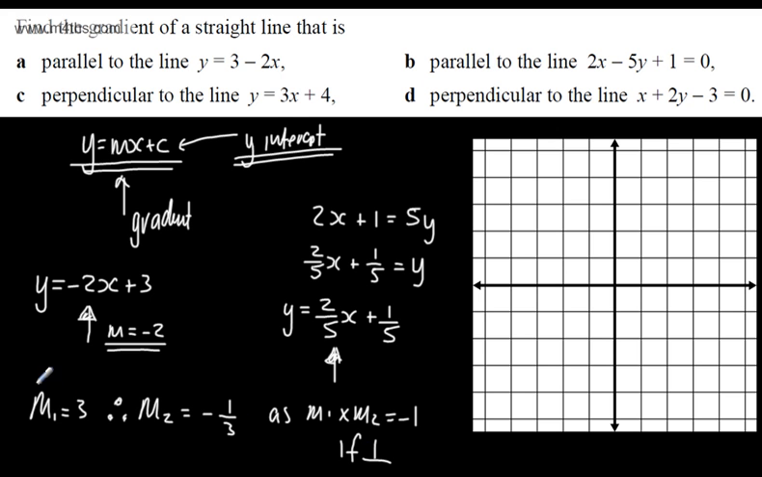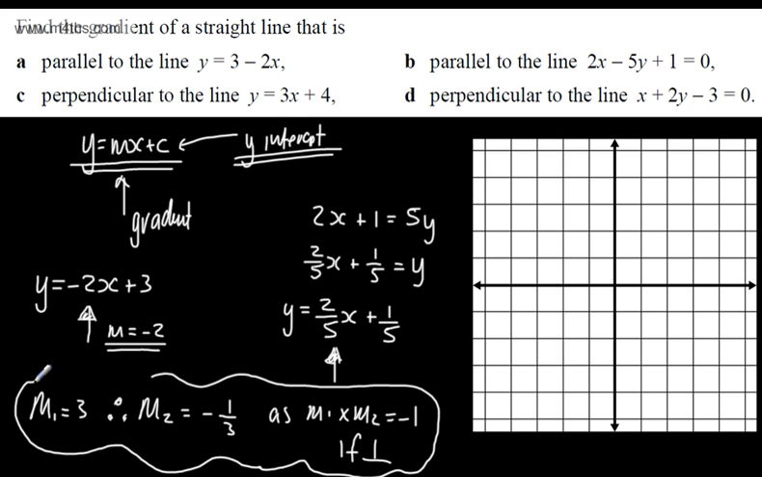Later on in your work you will use this notation, but for now it's perfectly fine just to write it would be -1/3. So if you take your studies on further, this is quite nice. m1 is 3, therefore m2, the gradient of the perpendicular, is -1/3, as if we multiply the two gradients we get -1. Hopefully you can see 3 times -1/3 will give you -1.